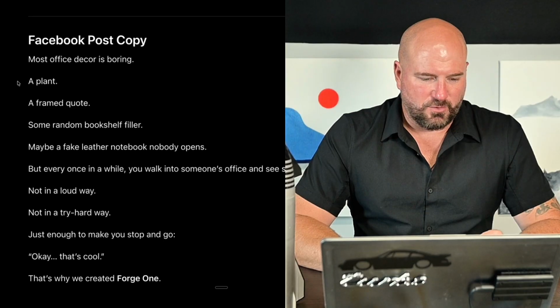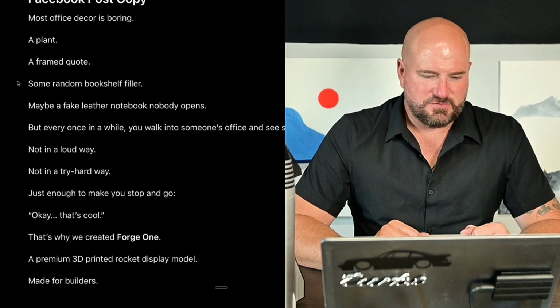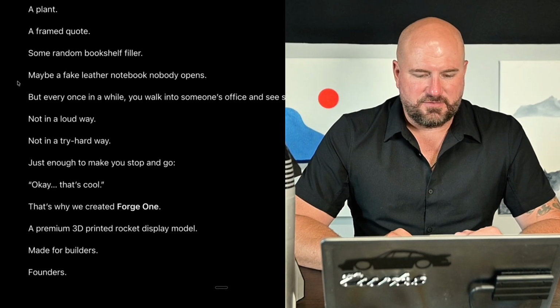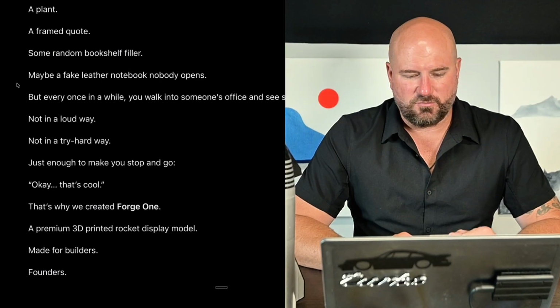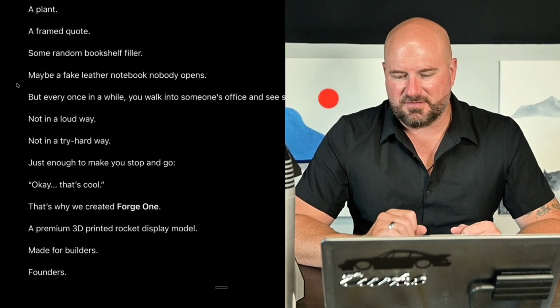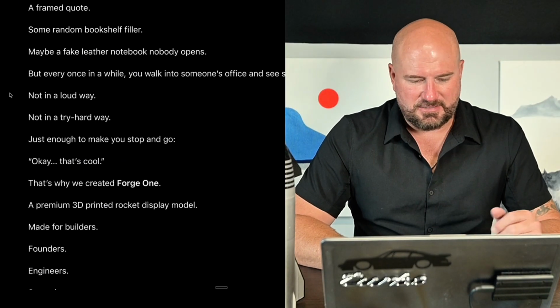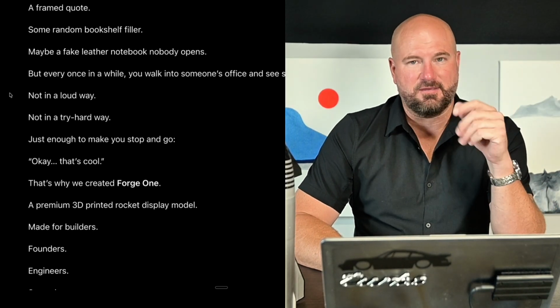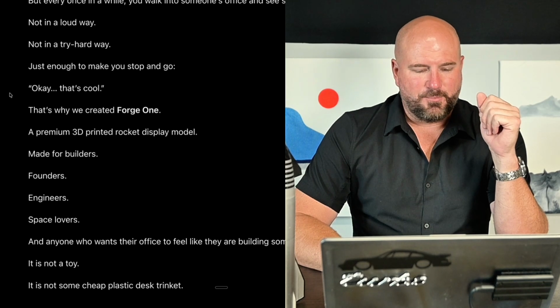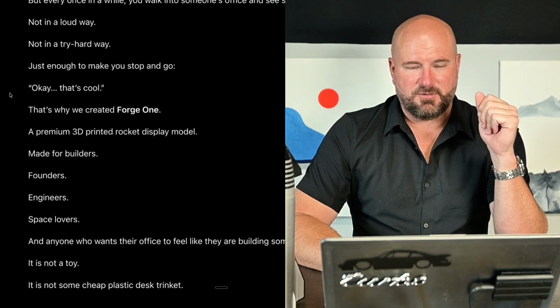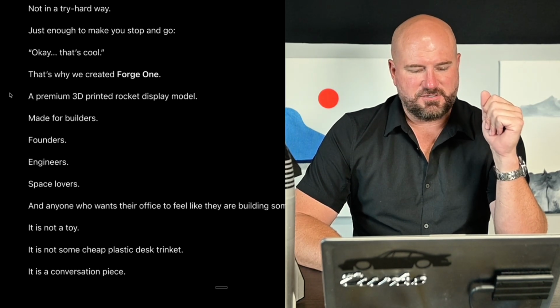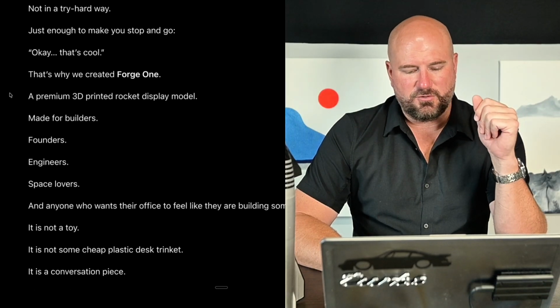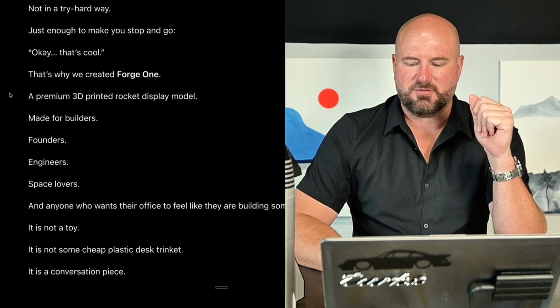Now imagine you're gonna post that image that it just made and you're gonna use this copy. Notice like I've done nothing, just some clicking and some asking. It says, most office decor is boring. A plant, a framed quote, some random bookshelf filler, maybe a fake leather notebook that nobody opens. But every once in a while, you walk into someone's office and see something that actually says something. Not in a loud way, not in a try hard way, just enough to make you stop and go, okay, that's cool. That's why we created Forge 1, a premium 3D printed rocket display model made for builders, founders, engineers, space lovers, and anyone who wants their office to feel like they are building something bigger than themselves.